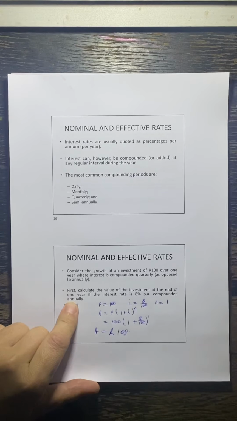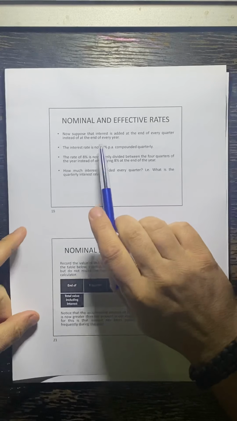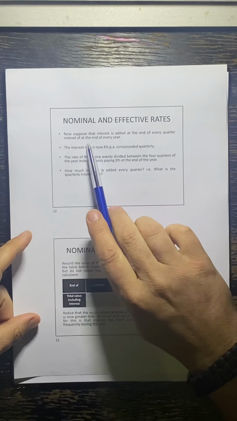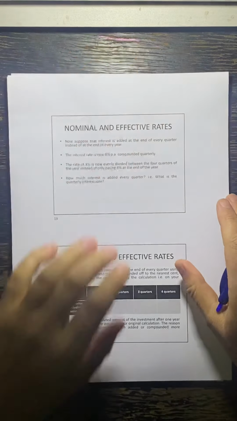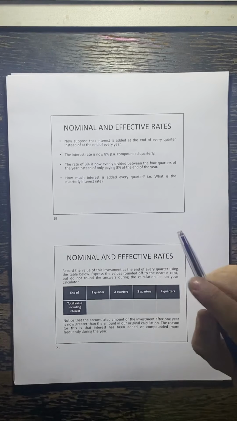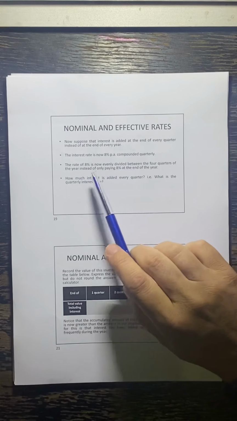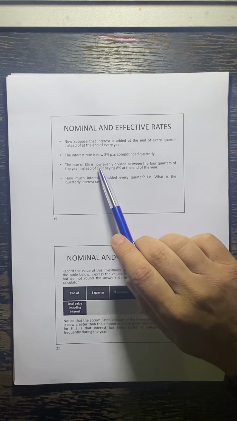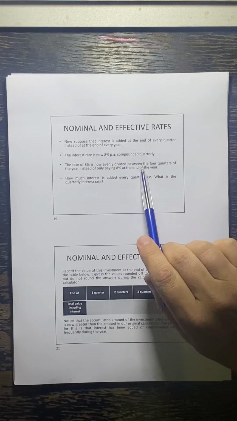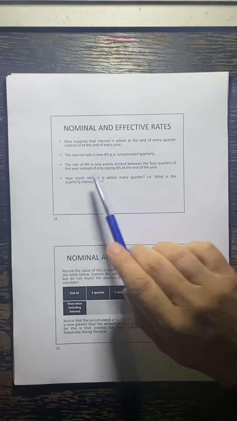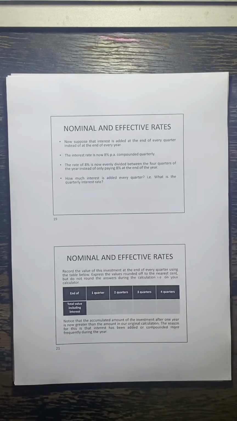Okay, so now what we're going to do is we're going to change things around. So now, suppose that interest is added at the end of every quarter instead of at the end of every year. So now what we're doing is we're compounding it quarterly. The interest rate is now 8% per annum compounded quarterly. The rate of 8% is now evenly divided between the 4 quarters of the year instead of only paying 8% at the end of the year. How much interest is added every quarter? In other words, what is the quarterly interest rate?